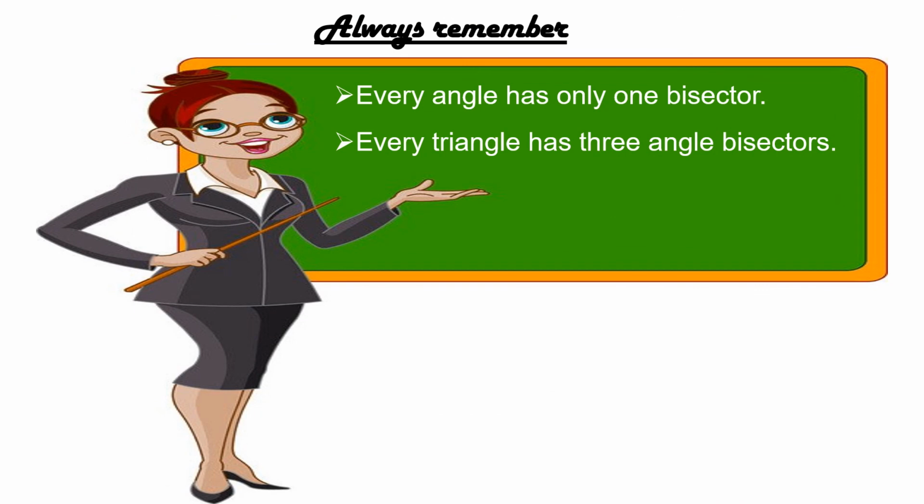Always remember, every angle has only one bisector, and every triangle has 3 angle bisectors.